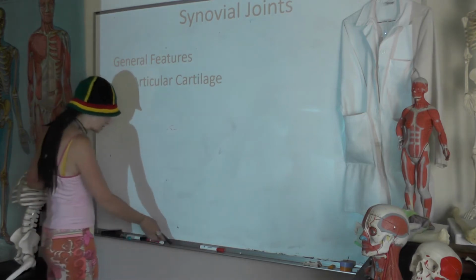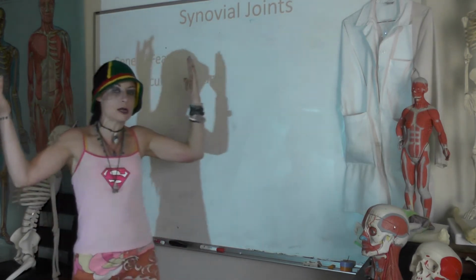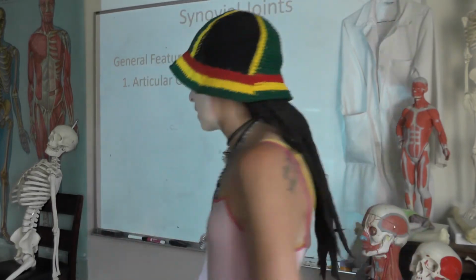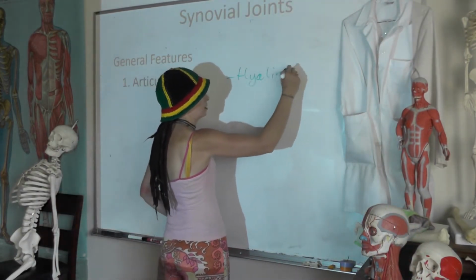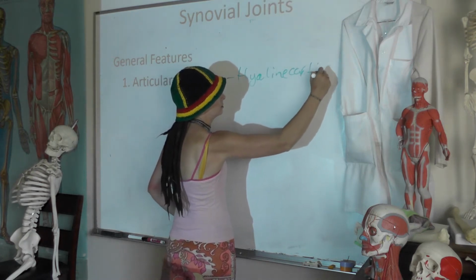All right, general features of synovial joints. One, they all contain articular cartilage. What's articular cartilage? What type? Hyaline cartilage, right? It's the hyaline cartilage that we find covering the ends of long bones in joints.